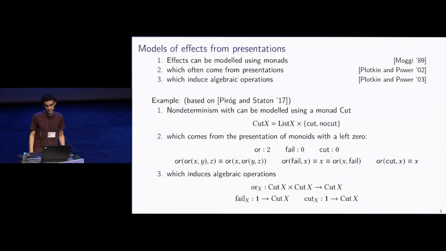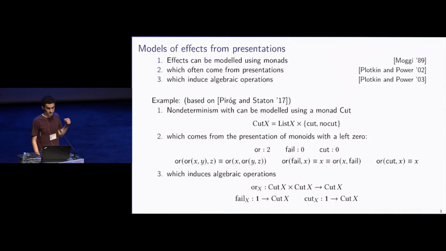So for example, there is some monad that we can use to interpret these computations with cut. We say something like, a computation is a list of results together with some tag that just says whether the computation cuts. And this actually comes from some presentation. The presentation just says I have three operations, one called OR, which takes 2 arguments, one called fail, taking 0 arguments, and one called cut, taking 0 arguments. Then there's a bunch of axioms we require these to satisfy. So we say OR is associative, it has fail as the unit, and cut is a left 0.